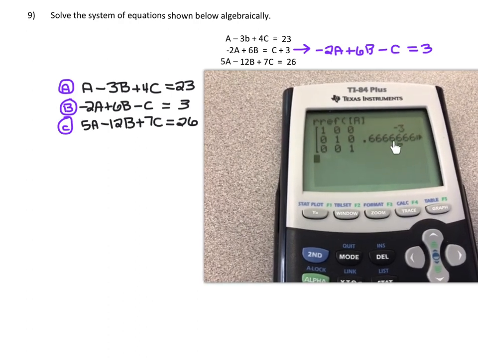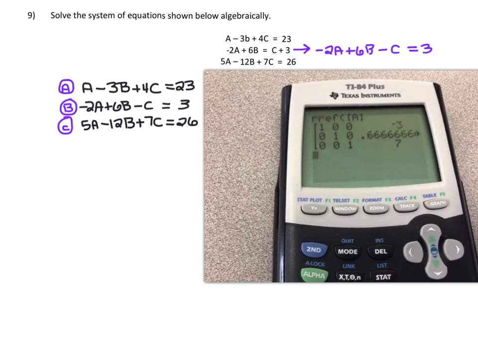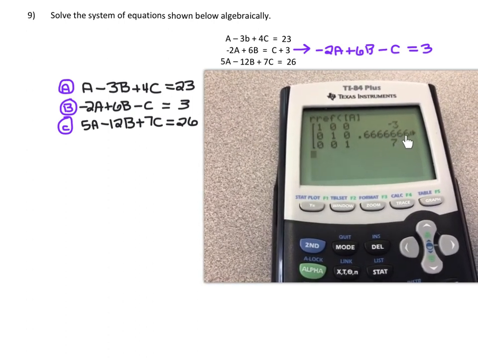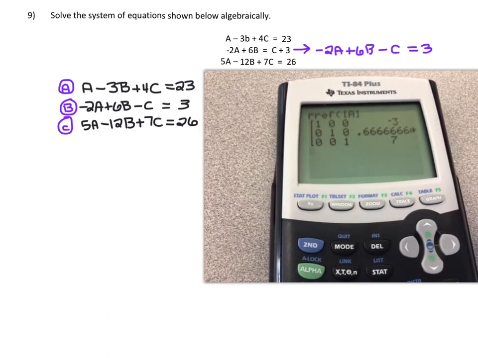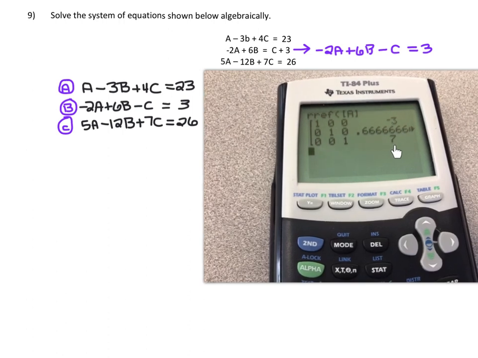Now this is a decimal. Some of you may recognize this as 2/3. If you don't, later on in the problem, when you start solving, you'll have to see what type of fraction you get and see if that fraction is equivalent to 0.6 repeating. And then finally, the C is 7.